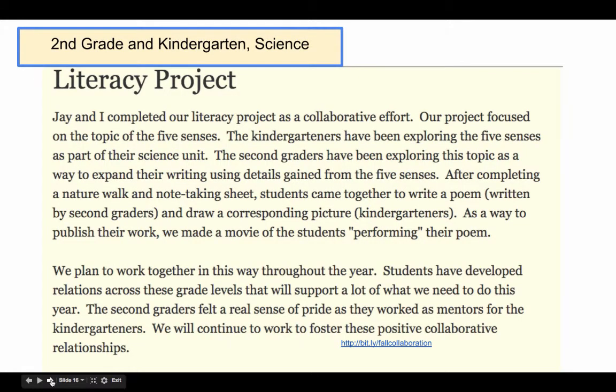This is an example of integrating digital storytelling into an existing cross-class collaboration. These are two teachers who work at the same school. One is a second grade teacher and the other is a kindergarten teacher. And they have a buddy program in which the second graders team up and act as mentors for the first graders. And in this case, it was a science unit.